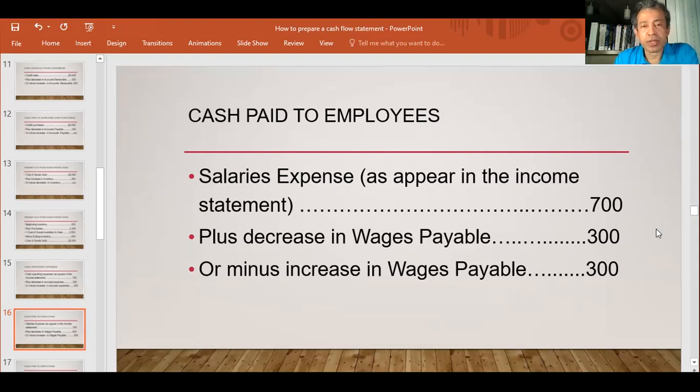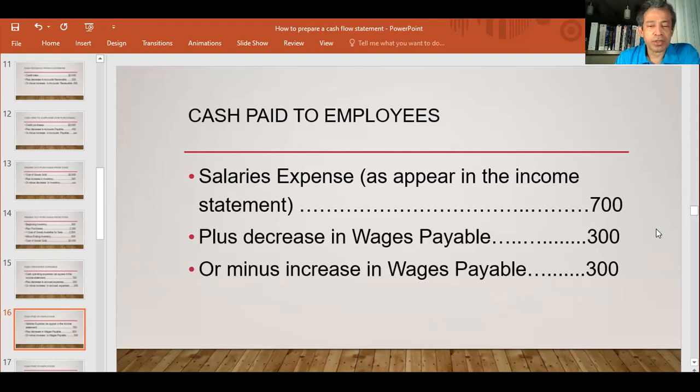So let's say we have salary expense and it appears as $700 in the income statement. So it has to be the accrual amount. The base amount is the accrual amount picked up from the income statement. So salaries expense is $700. That's how it appears in the income statement.